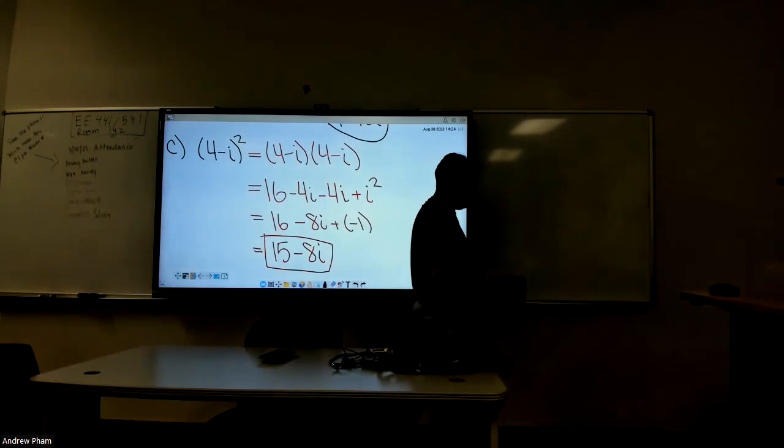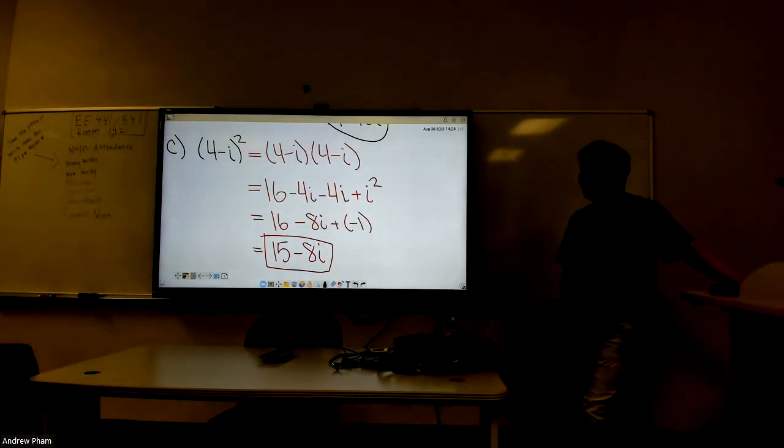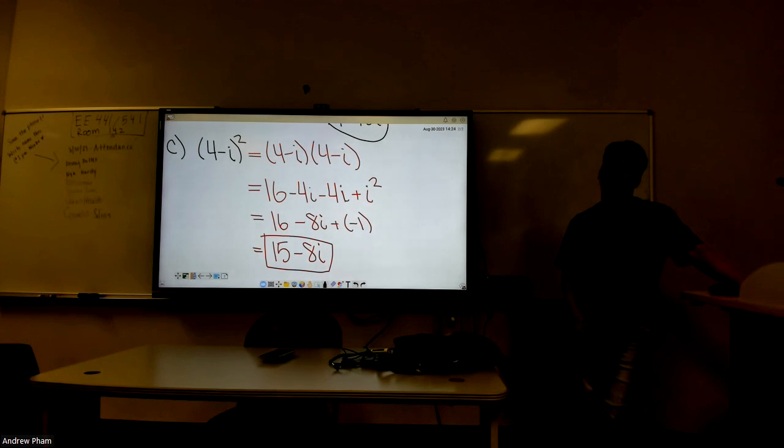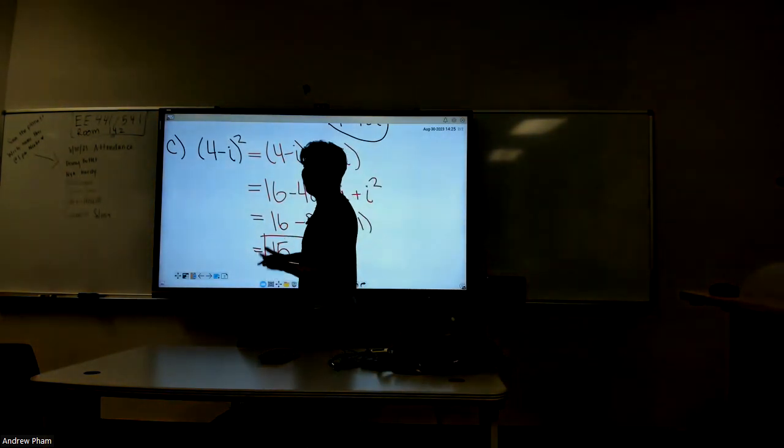All right, so let's go ahead and talk about this problem. Whenever I look at (4 minus i) squared, I know that this is the same thing as (4 minus i) times (4 minus i). That's our first big thing we always need to be careful about. After I write that down, I'm going to multiply using my FOIL phrase.